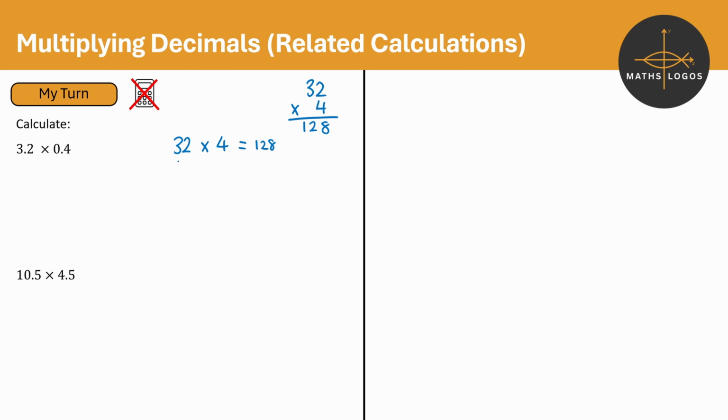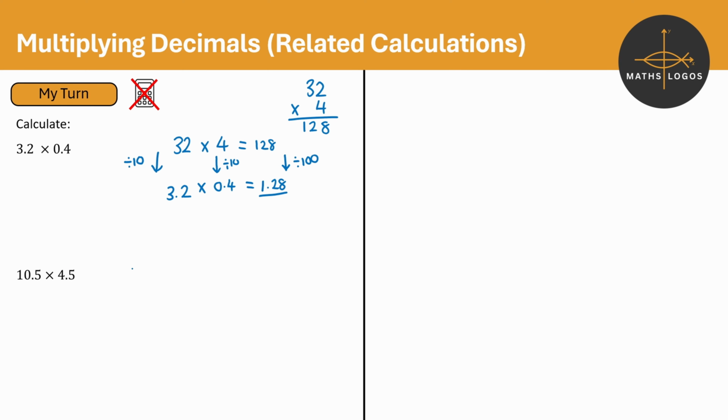Then I'll consider what I did to go from 32 to 3.2, and to go from 4 to 0.4. Well, to go from 32 to 3.2, I've divided by 10. And to go from 4 to 0.4, I've also divided by 10. Dividing by 10 twice is equivalent to dividing by 100. So I'll divide my 128 by 100 to give me 1.28, and that would be my answer.